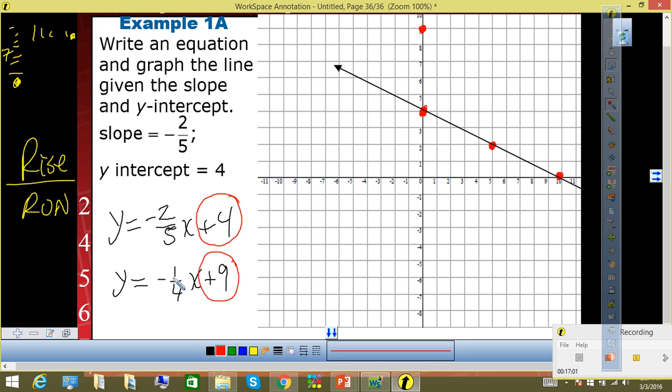And the slope tells me the run is what? Negative 1 over 4. That tells me to go down 1, 4 to the right, 1, 2, 3, 4. And let's do it again. 1 down, 1, 2, 3, 4. 1 down, 1, 2, 3, 4. And graph your line.